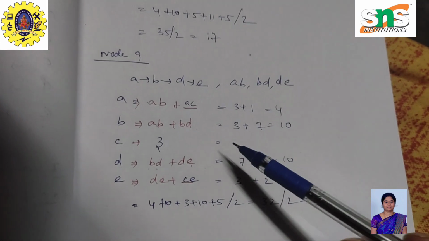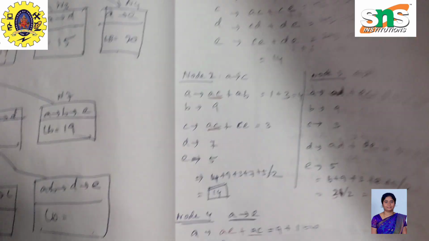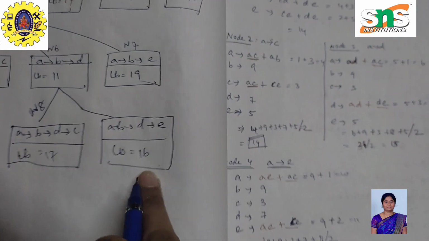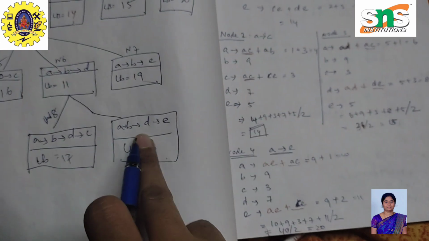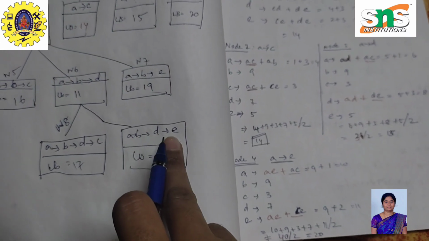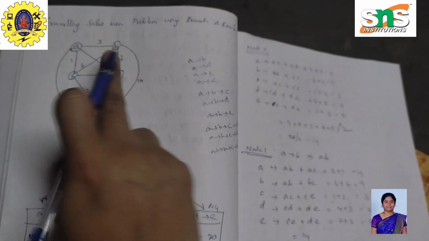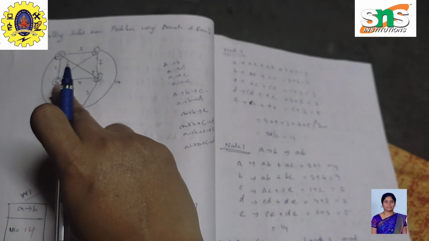So node 9 value is also calculated, and for that we have 16. So for this 16 is entered. Compared to these two, this will be the lower bound. So A to B, B to D and D to E. Then we can move to the remaining one node, which is C. So A to B, B to D, D to E and then C. So this is what the root value.